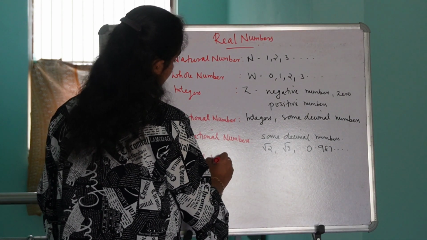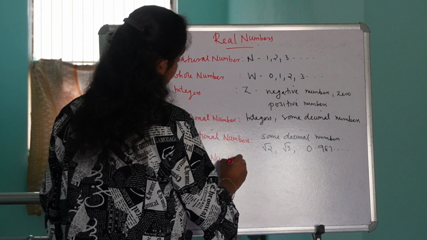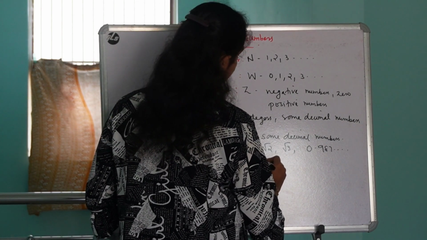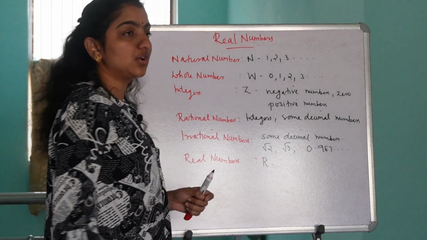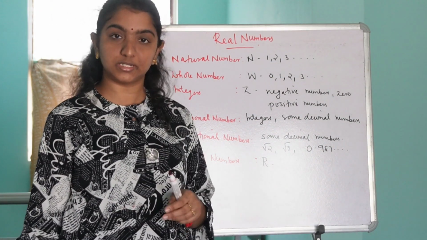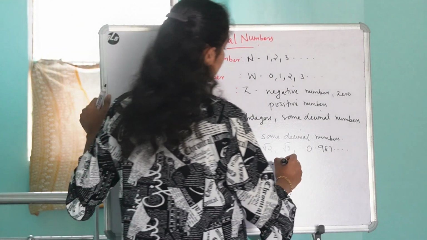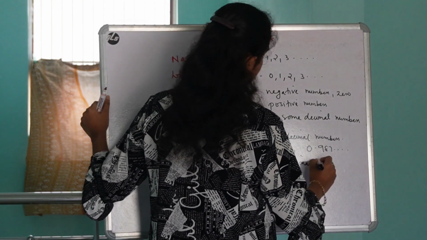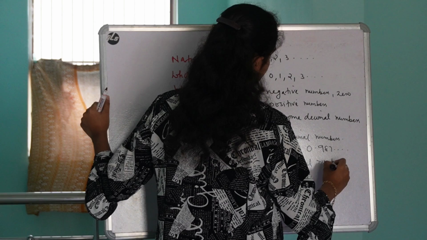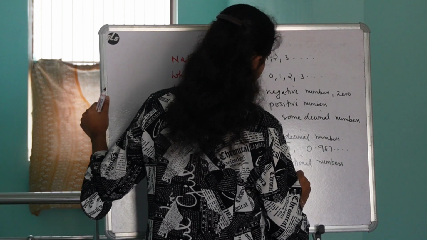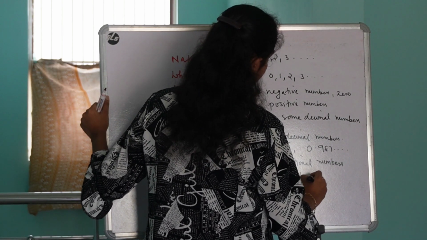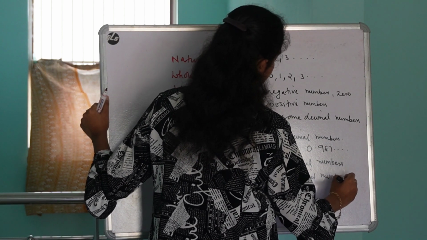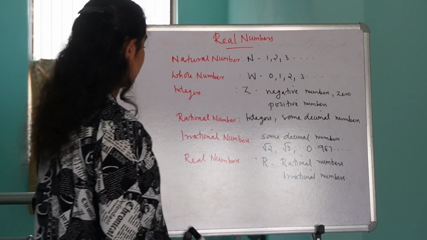So now let's see the next set. The next set is the set of real numbers. The set of real numbers is represented by the capital letter R. The set of real numbers includes all the rational numbers and all the irrational numbers. Is it clear, guys?